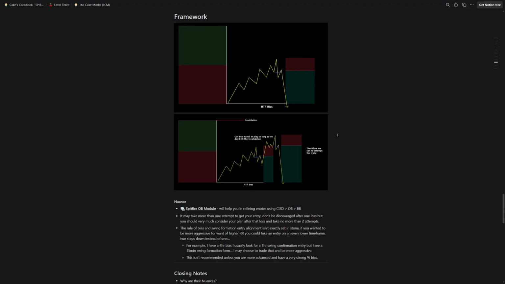Okay, so this is a balance you need to figure out. So this isn't recommended unless you are more advanced and have a very, very strong percentage bias. I would only ever do that if I had a really, really strong bias in a particular direction and I really like the zone, I really like the reaction, yada, yada, yada.